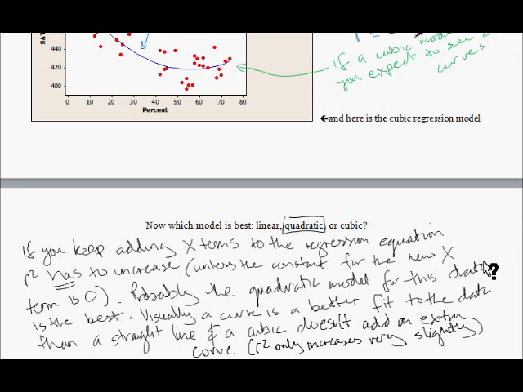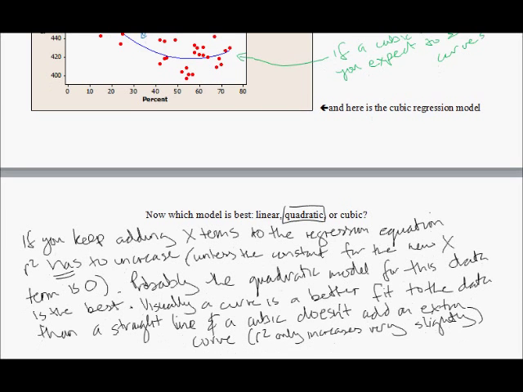Okay, so for our data, the quadratic seems to be the best. Cubic doesn't seem to add anything extra. Obviously, it's better than a linear. R squared increases a lot, and visually it looks a lot better. The curve fits data a lot better than the straight line does. So that's sort of just visually how to figure out what model might be best.